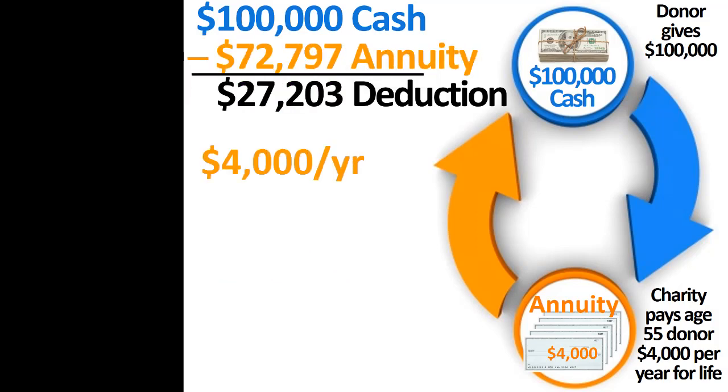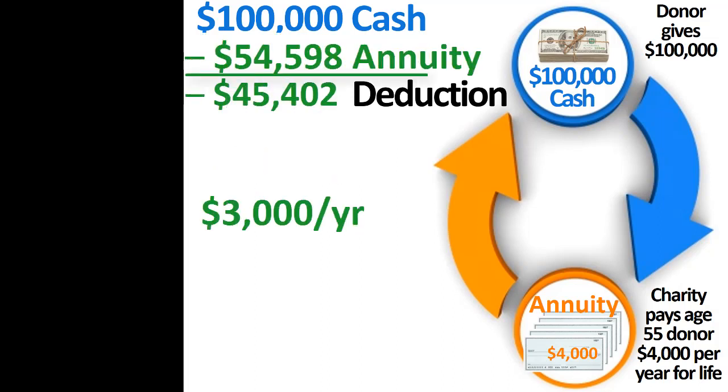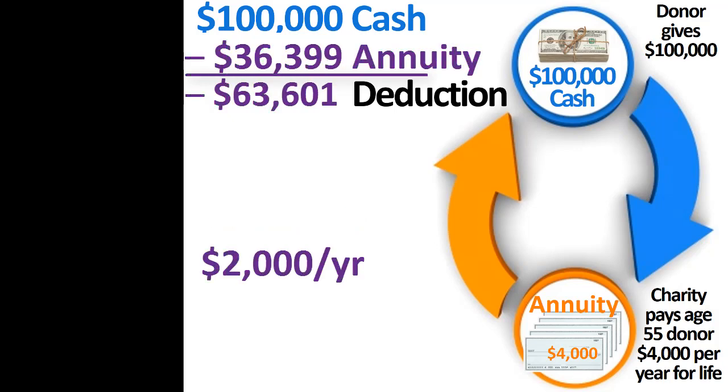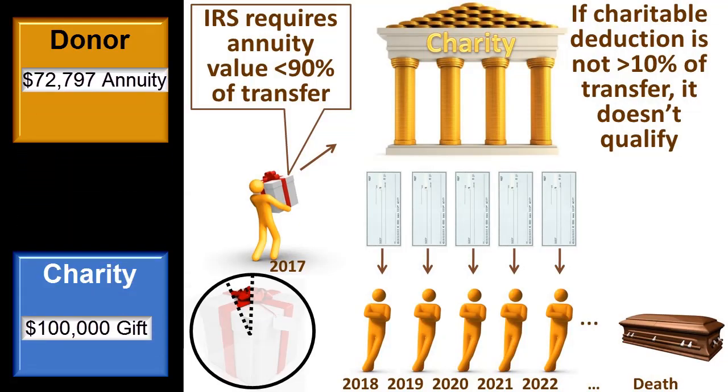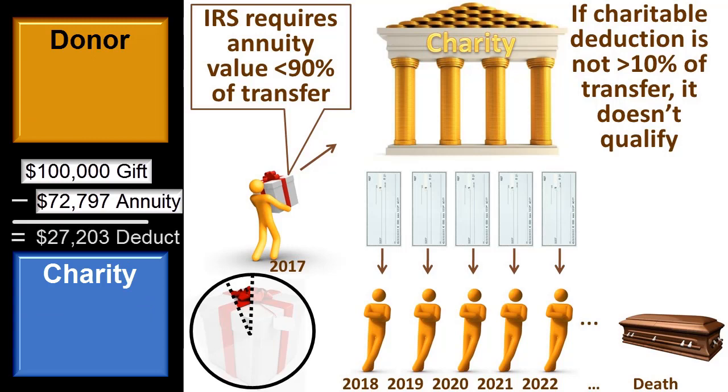Remembering that the goal of the donor is, in part, to benefit the charity, the lower rates may more closely match the donor's preferences and income needs while maximizing the benefit to the charity. If a donor chooses one of the lower payout rates, the value of the resulting annuity would be less, and consequently, the charitable income tax deduction would be greater. In our example, the charitable deduction was approximately 27.2% of the $100,000 given by the donor.